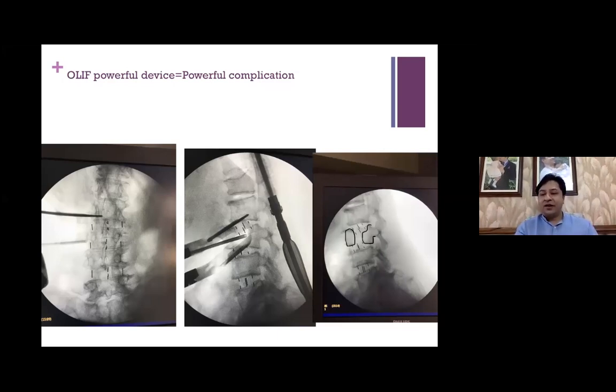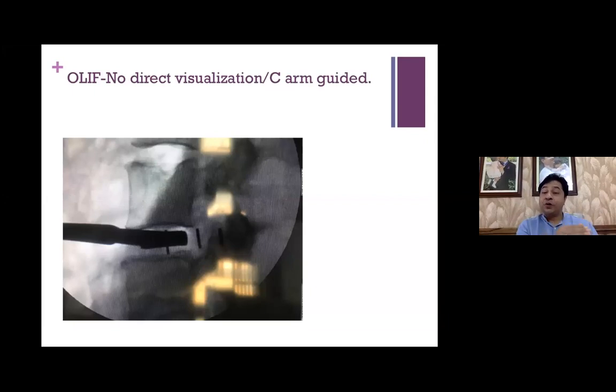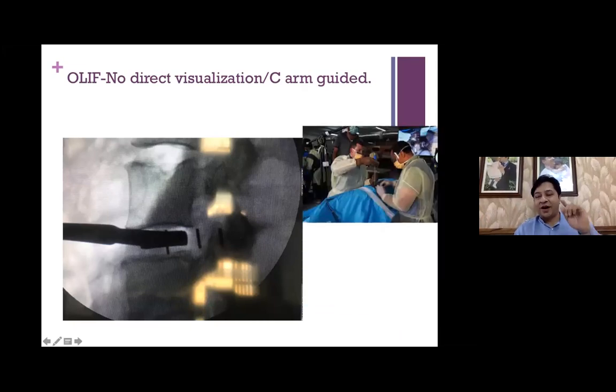MIS TLIF, normally you are not likely to have so many complications. Again, OLIF depends upon indirect visualization. It means you're using an oblique corridor to put your cage, and then you do an orthogonal maneuver to get your cage straight. What if you get it wrong? Look at this. The cage has ended up almost in the canal. Fortunately, this was one of our cadaveric workshops, not an actual case, but this can happen. So you should be aware of it.